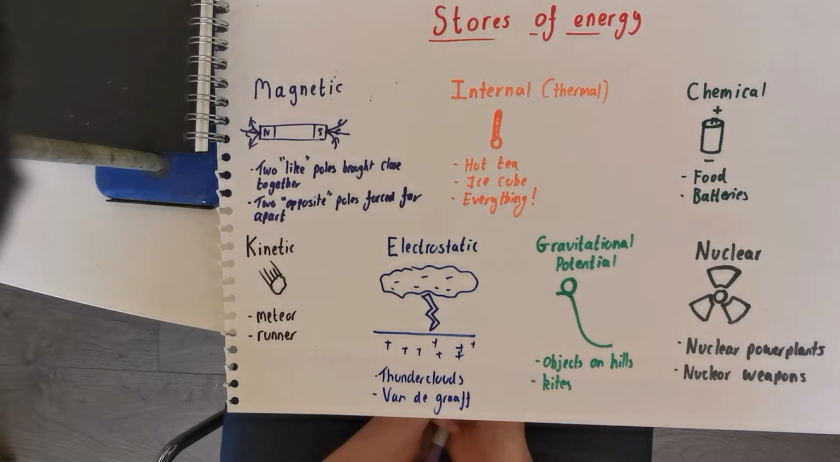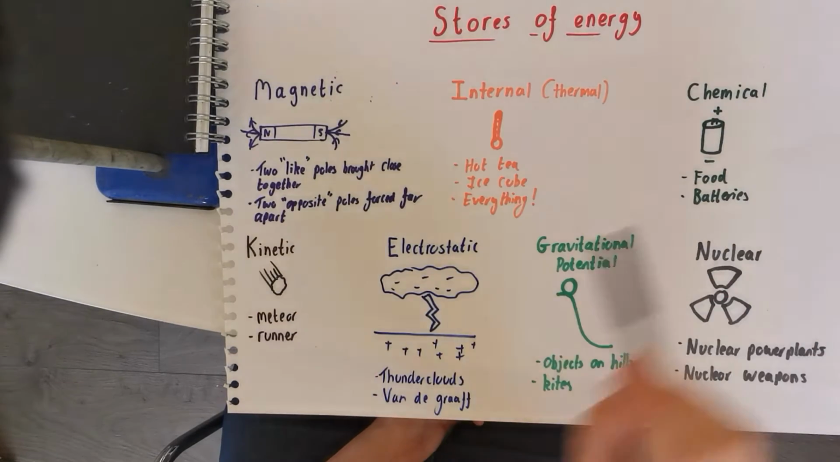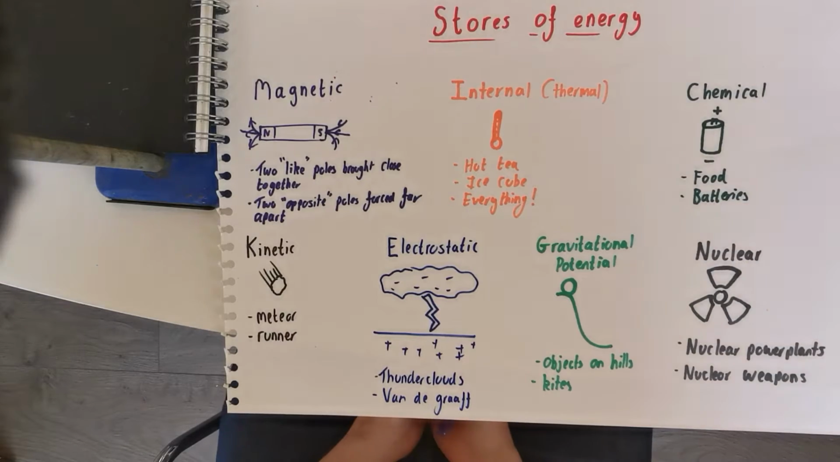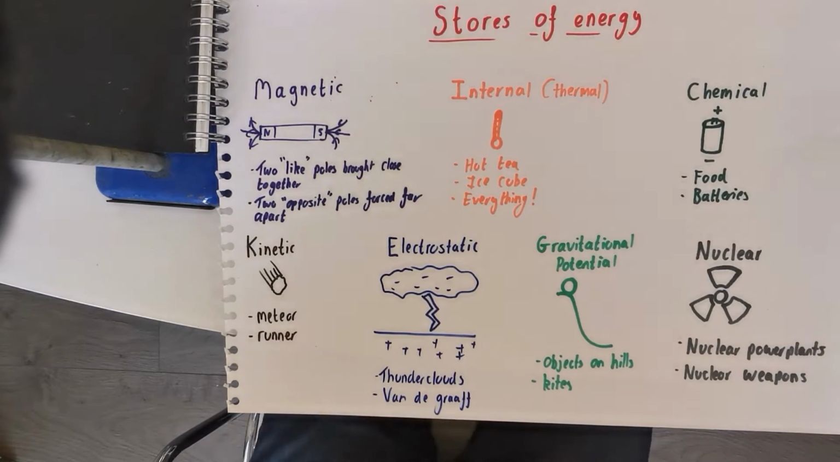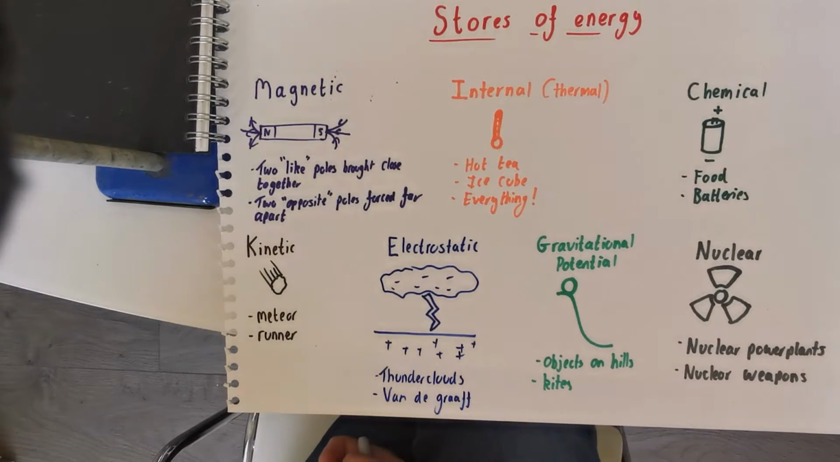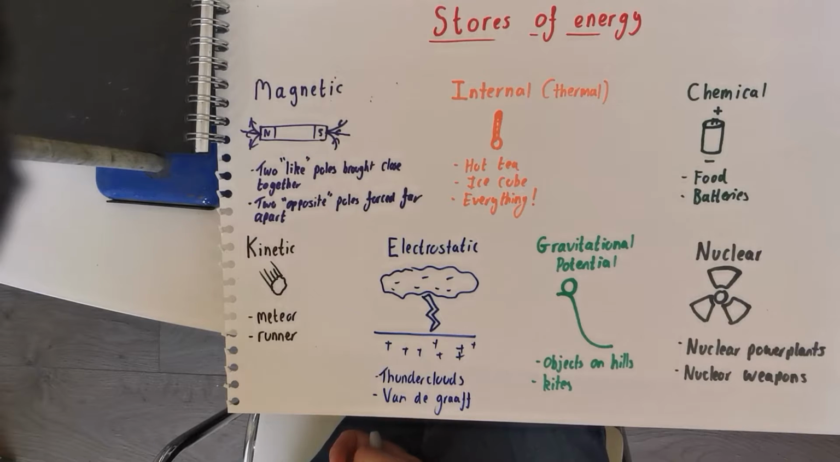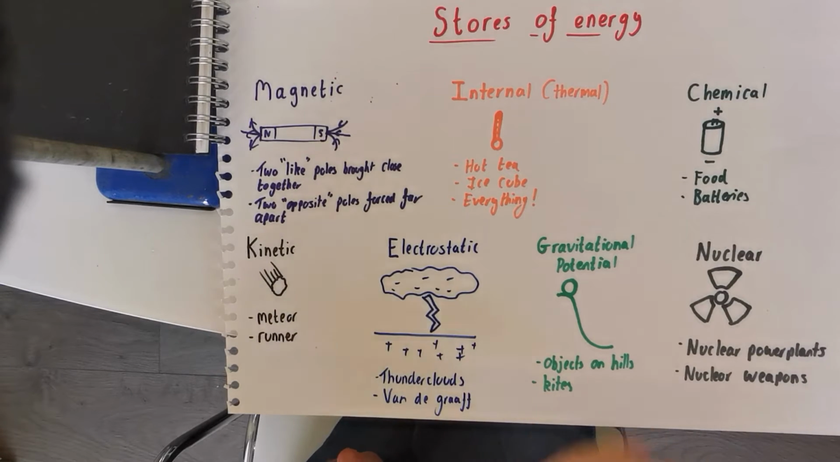So what I want to do is just spend kind of 30 seconds, a minute, talking about each one, some examples where you might find them, and some common transfers between different stores of energy. I'll be doing a separate little video about some transfers, so I won't spend too long on that, mainly just kind of name checking the 7 different stores.